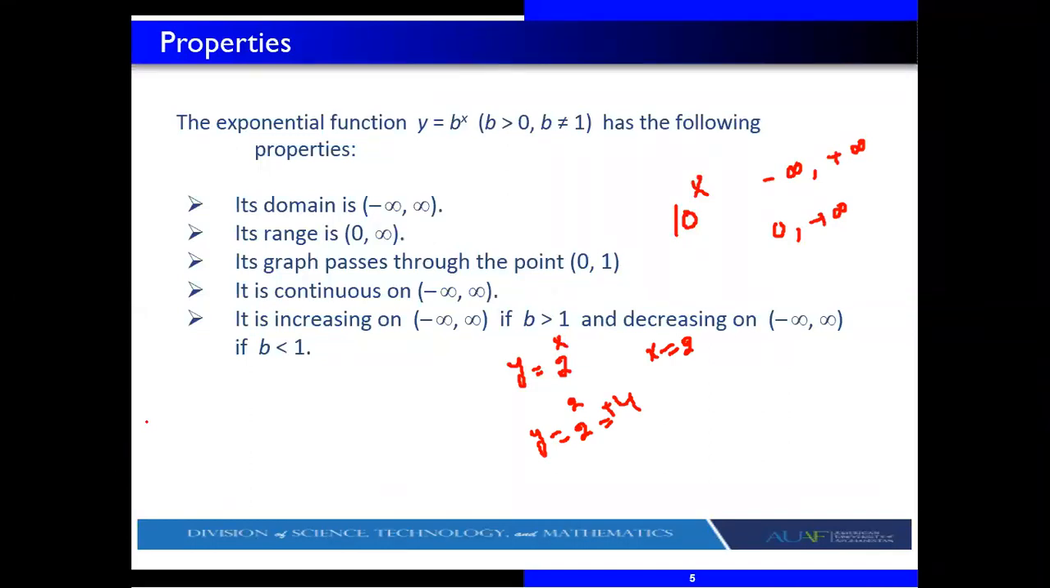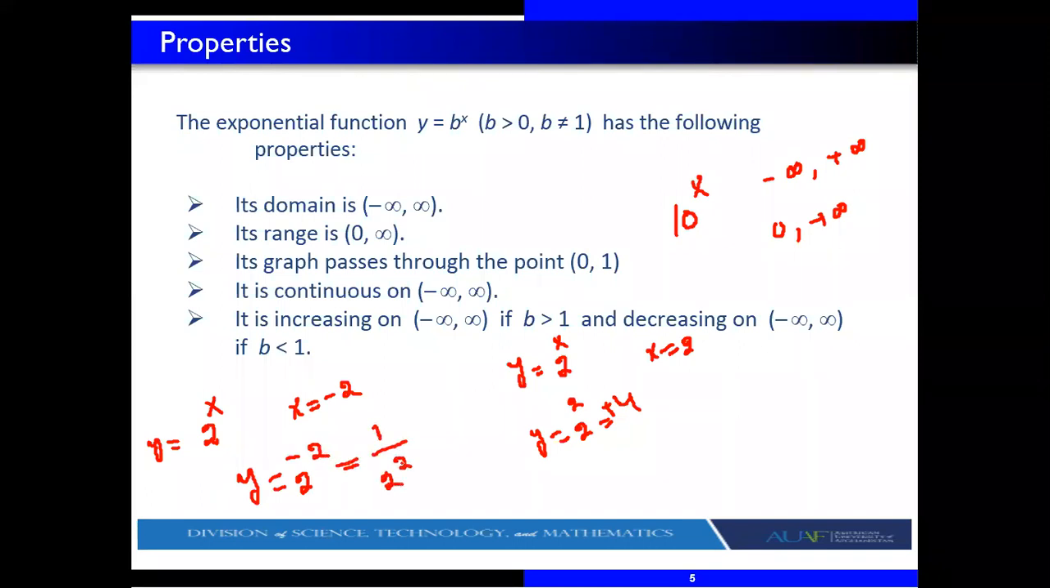If you give a negative value, like y is equal to 2 power x, but let's suppose x is equal to minus 2, what will be the result? y is equal to 2 power minus 2. Can we write it like 1 over 2 power 2, inverse form? In the numerator the power is minus 2, but when you transfer it to the denominator, the negative becomes positive. So we have 1 over 4, and 1 over 4 is equal to 0.25.